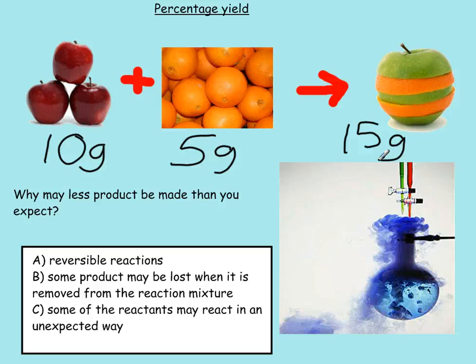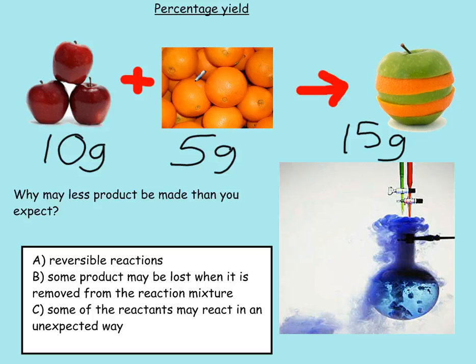So why might you get less product than you would expect? Well, there are 3 reasons, so just remember a couple of them because they're not going to ask you for all 3. The first one is reversible reaction. So if a reaction is going this way and then backwards, and then going that way and then backwards, like the Haber process, then when you stop it, you might have lots of reactants still left and a bit of product. So not everything has reacted, it's gone forwards, it's gone backwards. It hasn't all made the product that you expect.